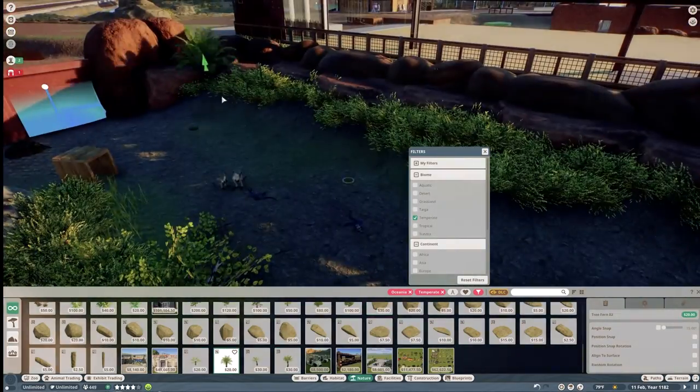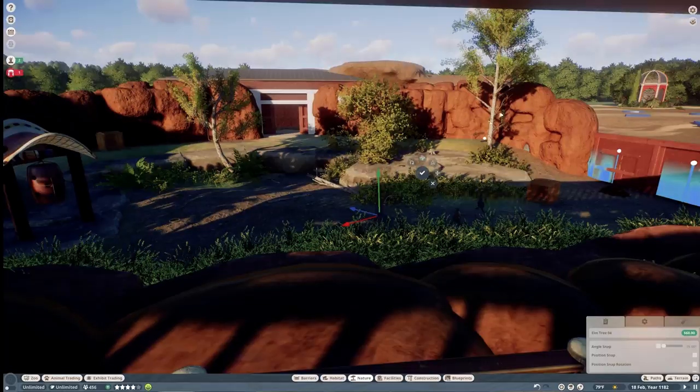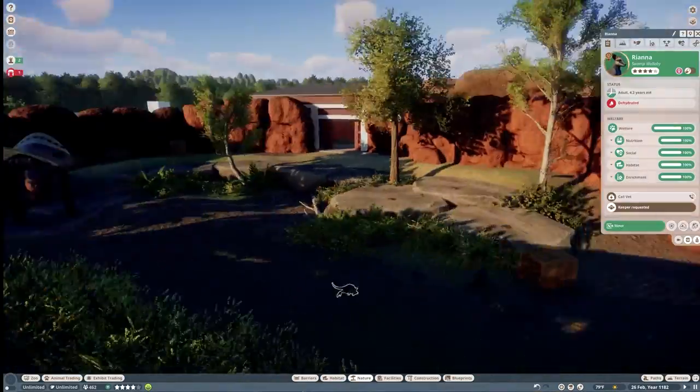Just doing a little bit more foliage work. It is really coming together.